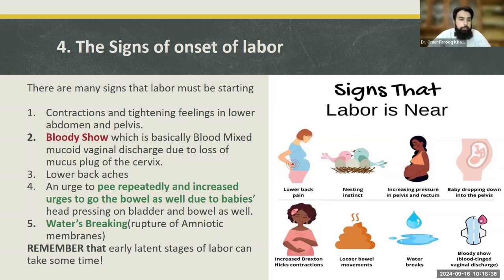There might be a time when a bloody show happened, but the woman's true labor didn't start even after the bloody show, and then the urge to pee and urge to poop repeatedly started 3 to 4 days back, but the woman still didn't start her true labor even after the start of these symptoms. But when the waters break, then the woman's baby must be delivered within 24 hours. We will discuss the reasons for this later on.